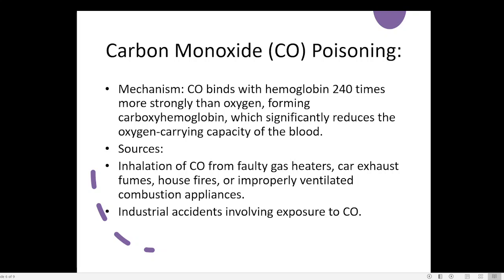Does carbon monoxide have any smell? Without certain equipment, we cannot detect the presence of carbon monoxide. Car exhaust fumes contain carbon monoxide. House fires, and improperly ventilated combustion appliances too. If there is some heating equipment like a fireplace in your house, especially in colder countries, that will also create a lot of carbon monoxide. The problem with carbon monoxide is that we need extra equipment to detect it. We cannot tell by color, smell or feel. Industrial accidents involving exposure to carbon monoxide are also possible.